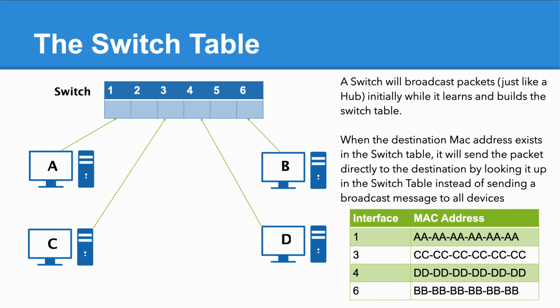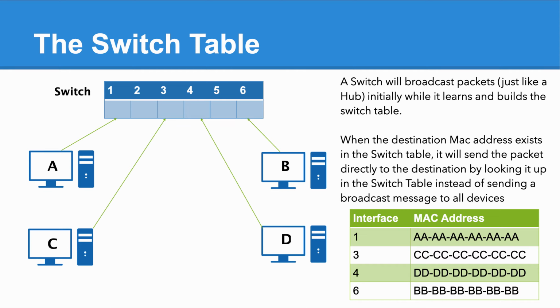But to build this switching table, when you turn on a switch for the first time, it doesn't know where computer B is located. So computer A would send information to the switch. It would broadcast that to B, C, and D, just like a hub would behave. And when B responds and says, hey, that information was meant for me, I'm here on this port, I got it, then the switching table would be built, right?